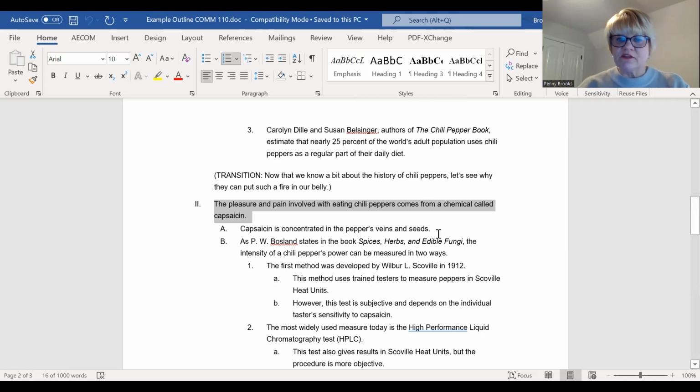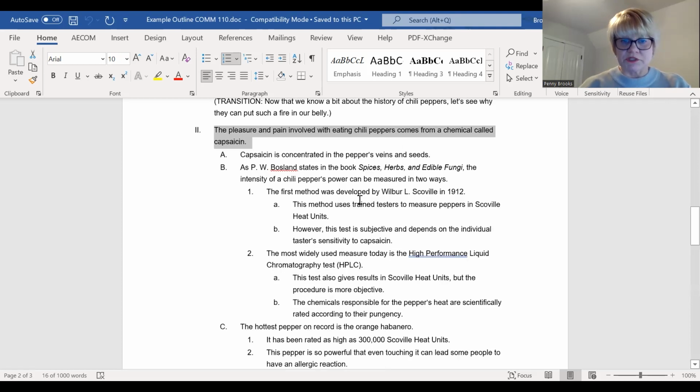Capsaicin is concentrated in the veins and seeds. It refers to a book called Spices, Herbs, and Edible Fungi. How you can measure the intensity of a chili pepper's power, and because there's two, that gives him a number one, the first method. And then the way we most widely measure today is through the high performance liquid chromatography test. So that helps you split things out.